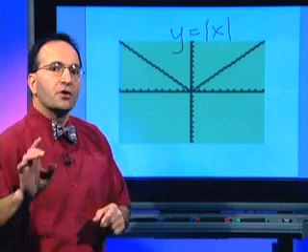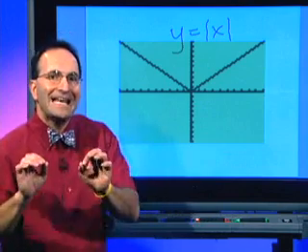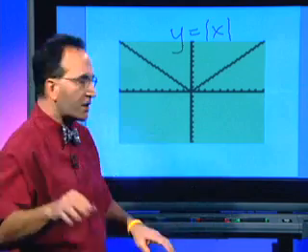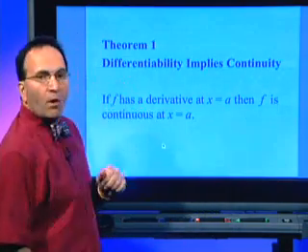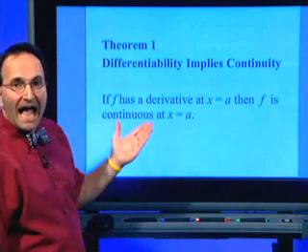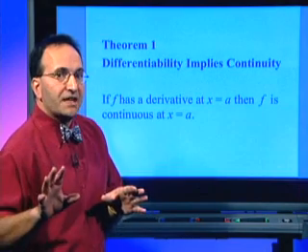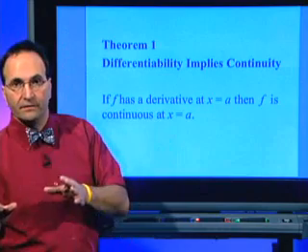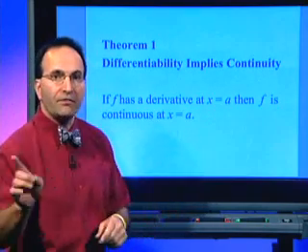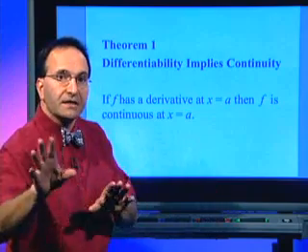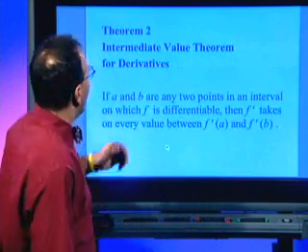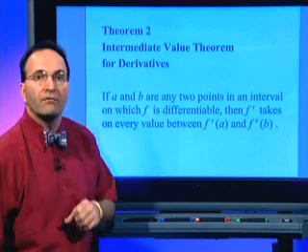Let's move on to look at another theorem that connects differentiability to continuity. Theorem 1: if f has a derivative at x equals a, then f is continuous at x equals a. Note, this theorem says that if a function has a derivative, then it is continuous, not the other way around. And this idea leads us into another theorem called the intermediate value theorem for derivatives.